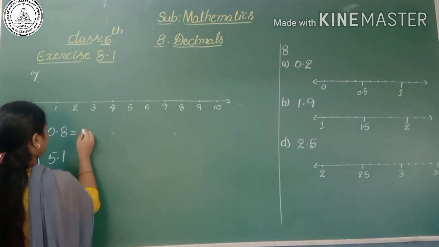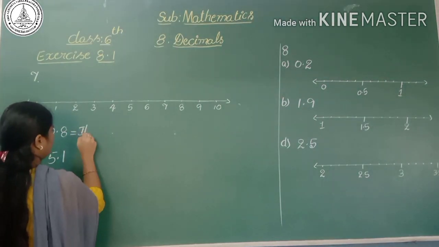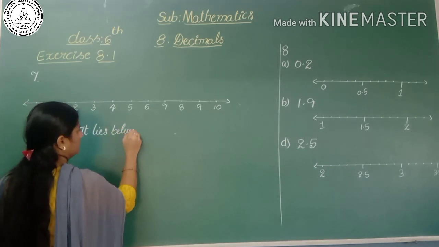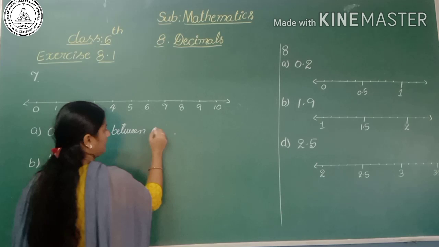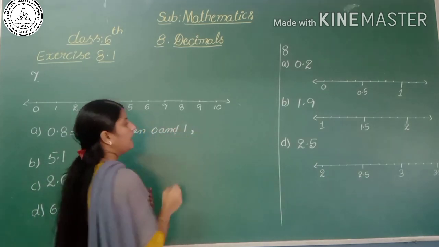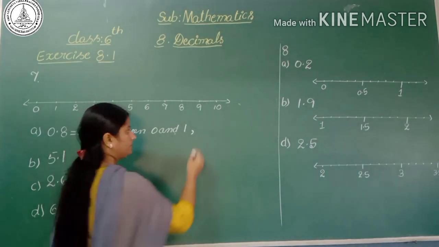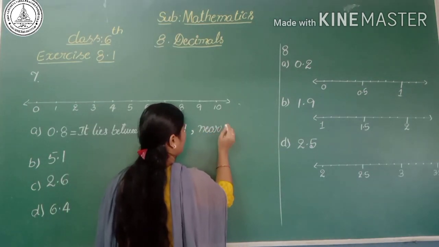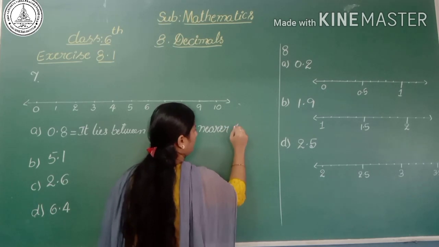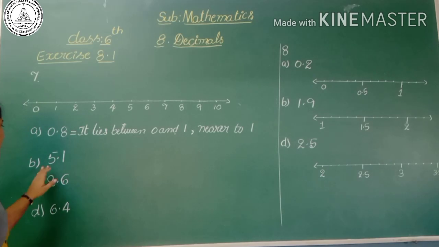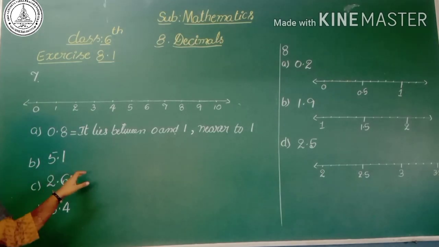In front of them, it lies between 0 and 1, comma, and it's nearer to 1. Okay, and similarly the 5.1.